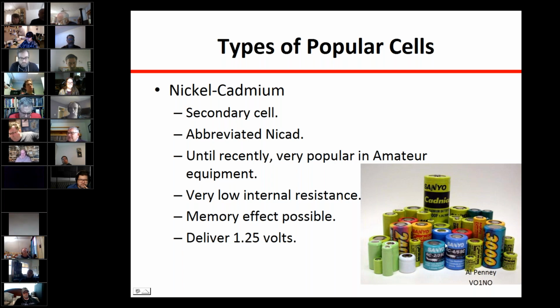This was something that was always exaggerated in amateur circles. The memory effect was really only noticed in satellites that had very regular charge periods when the satellite was in sunlight and discharge periods when the satellite was in the darkness, in the shadow of the Earth. And that's where it was noticed first. It is possible to get it if you're a ham, but generally most of us don't follow that strict a pattern when we're using our equipment that's powered by NiCad batteries. They deliver about 1.25 volts.